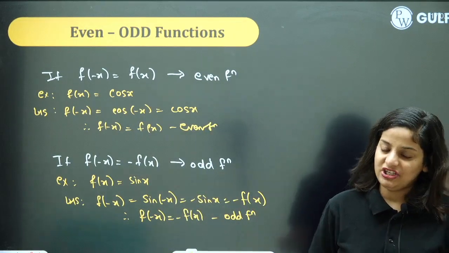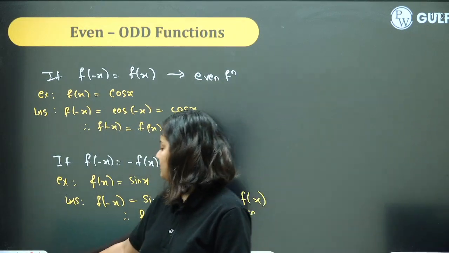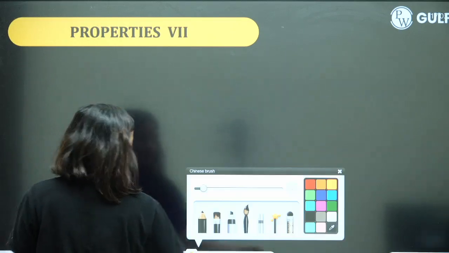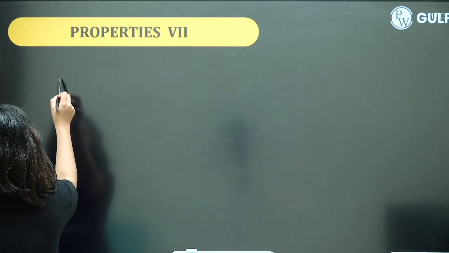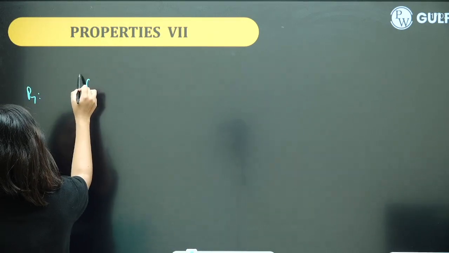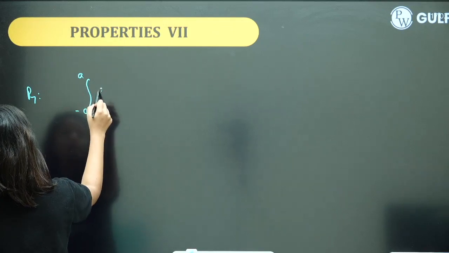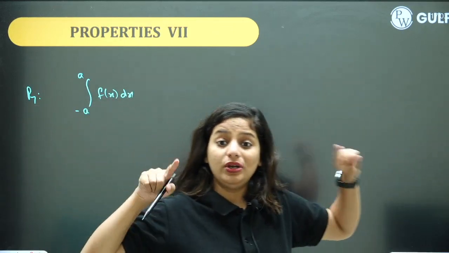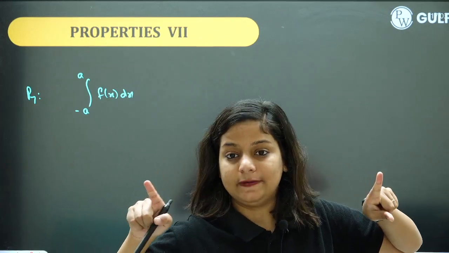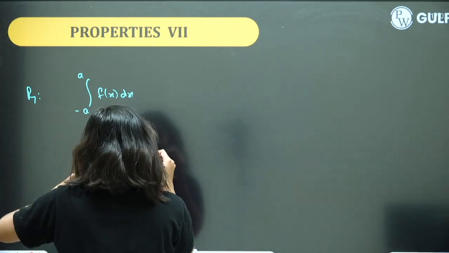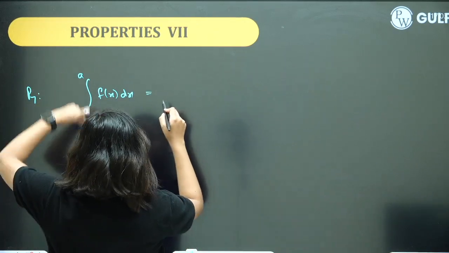Similarly, more questions will come. What is the beautiful part of this? The beautiful part is property 7. Property 7 is for even and odd functions. P7: if the limit is minus a to plus a, this is important, the limit should be symmetric. Only then can we apply this property. Minus a to plus a, minus 2 to plus 2, minus 1 to plus 1, and so on and so forth. Minus pi by 2 to plus pi by 2.